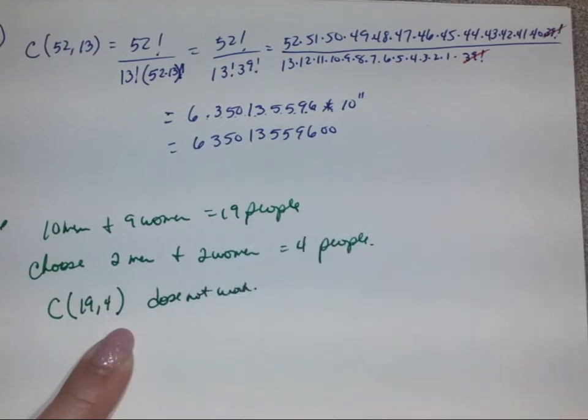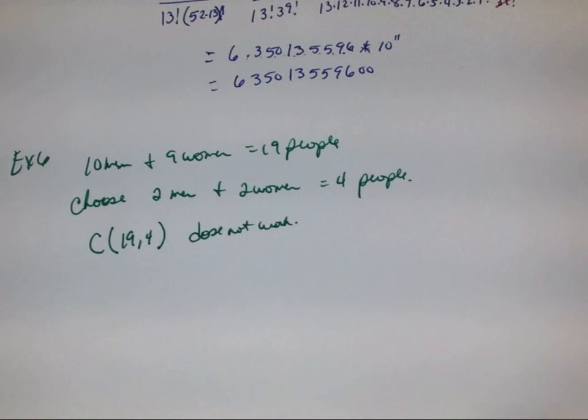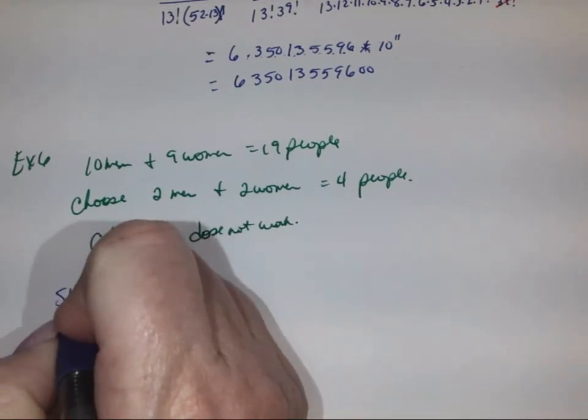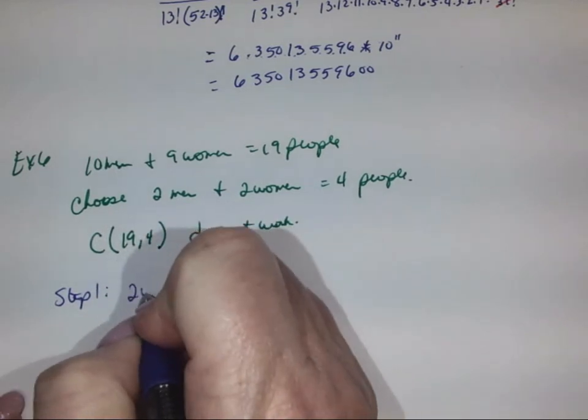What we're going to have to do is do the 2 women and then do the 2 men, or do the 2 men and then the 2 women. So we're going to start with the women. We're going to do step 1, and we're going to choose the 2 women.